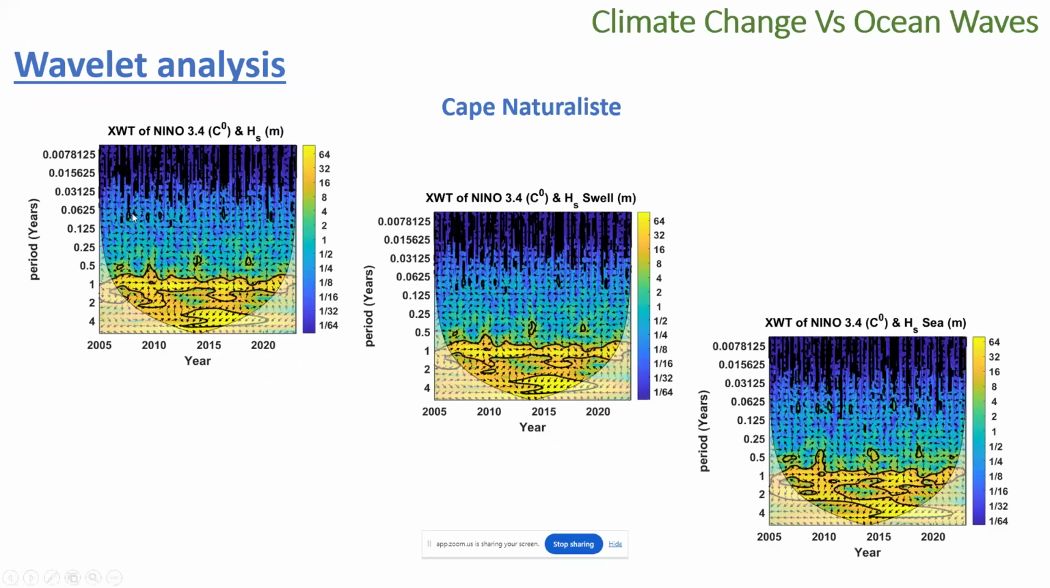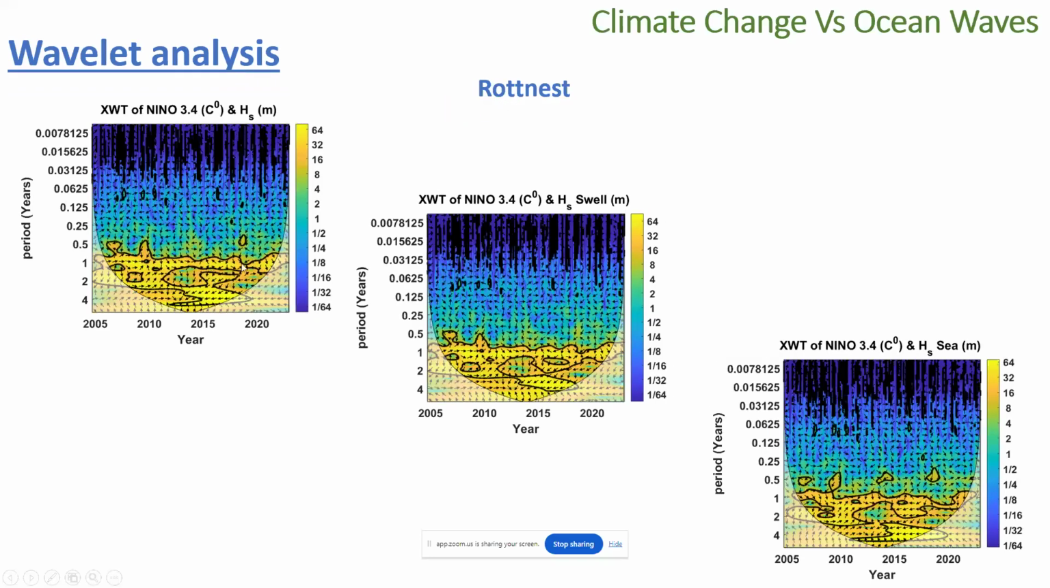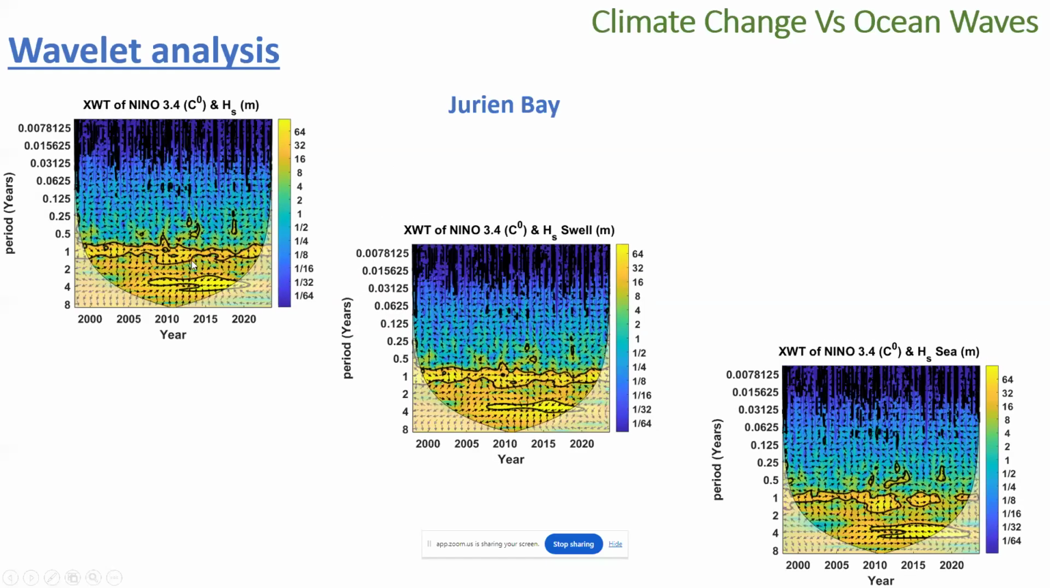The same analysis is done for all the three locations. For Cape Naturaliste, again we can see there is a cyclic pattern at 1 and 3 years frequencies. Similar for the other component, and the same results for the other location. Again, you can see that there is a clear peak at 1 year and also 3 years. Here also 1 and 3, same thing. So for all the three locations, it is clear that the El Nino and La Nina effects and the wave heights have a relationship, and they vary together since there is a peak at 3 years frequency.